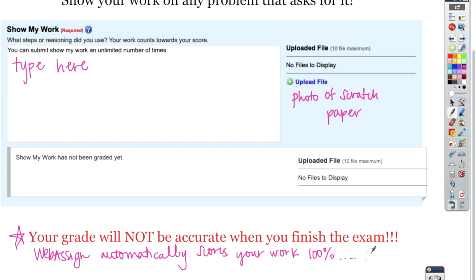Okay, so that's not great because I'm going to go back and look through all of your work, so that might change. I wish they didn't automatically give 100%. It sort of inflates your grade. So whatever grade you get when you're done, that potentially could change if you lose any points for not showing all of the details of your work. So just be aware of that.